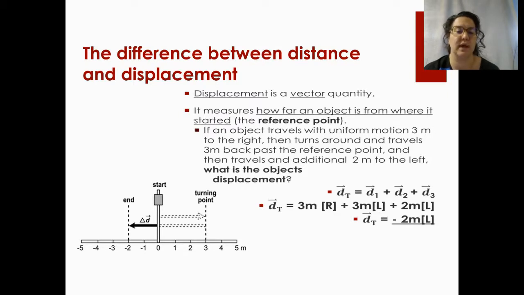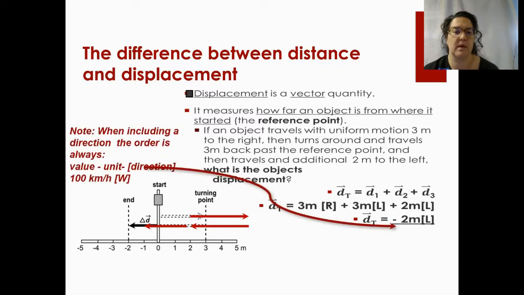So 2 meters left or negative 2 meters. So we can say that this object has traveled negative 2 meters displacement or 2 meters left. Both are acceptable when we're talking about vector quantities. So our answer always has to have a direction or a positive or negative unit in it. So we can travel 100 kilometers per hour west, 100 kilometers per hour south, and so on and so forth.